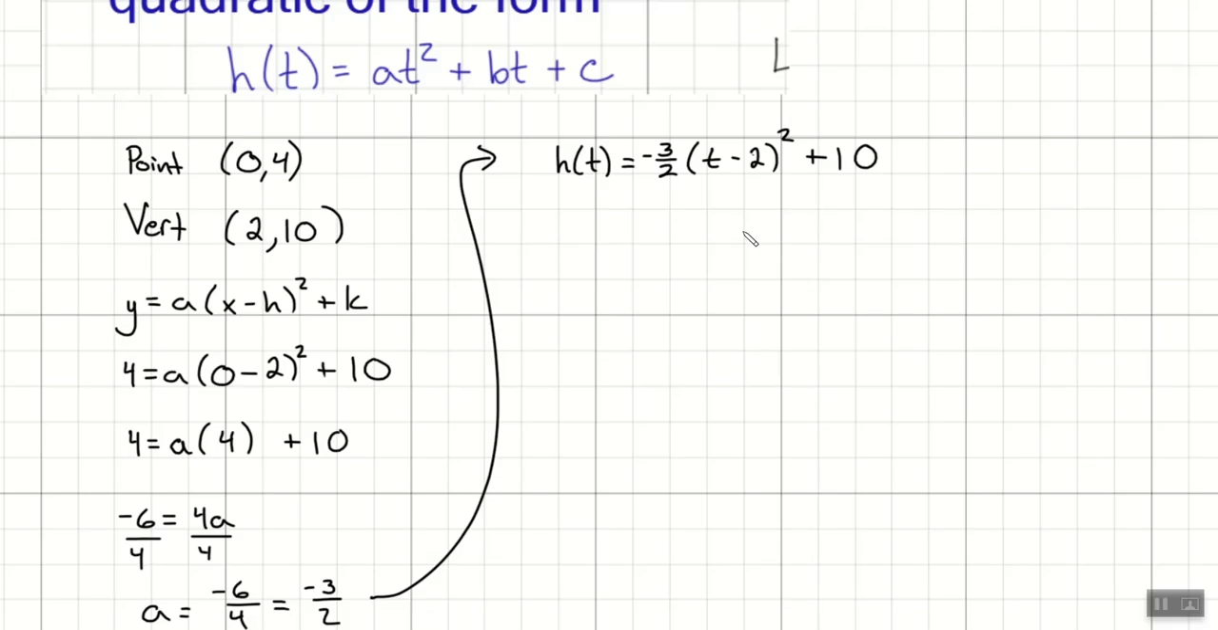Multiplied by itself. So do you guys agree that if we wanted to really see what this means, it's negative 3/2, and then I'm going to use brackets just to keep stuff separated nicely. (t minus 2) squared literally means t minus 2 times what? t minus 2. This is literally what it means to square something, plus 10.